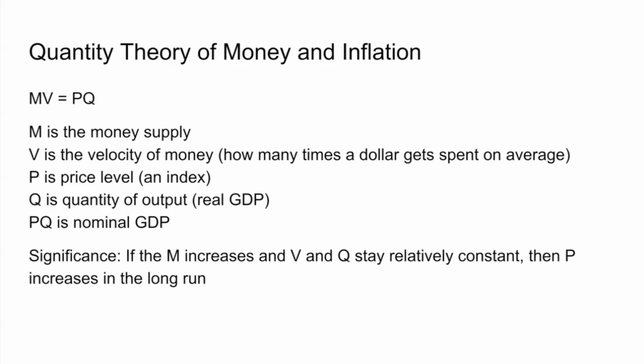So MV equals PQ. And the significance is that if the money supply increases while velocity of money and real output stay relatively constant, then price levels increase in the long run. So printing money without a matched increase in real output would lead to inflation, is what the theory states.